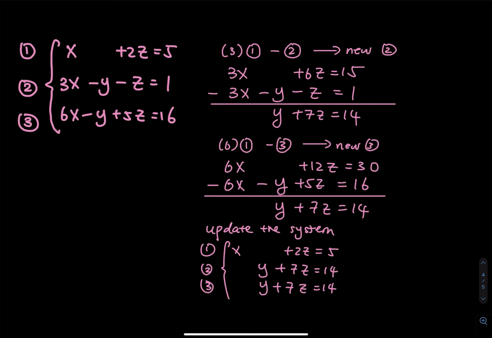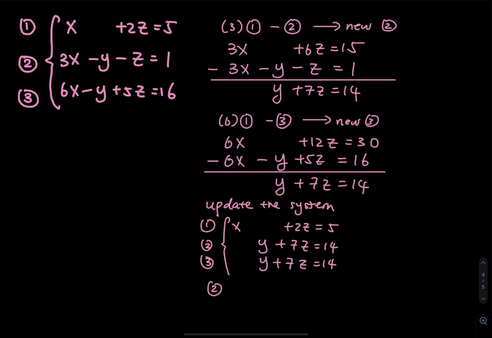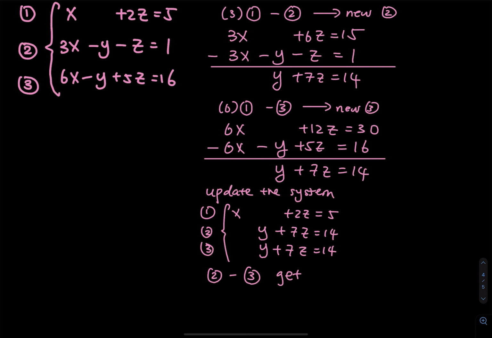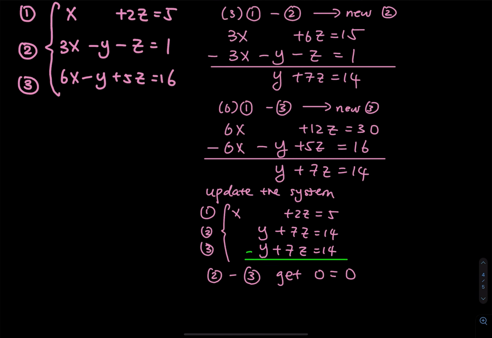So what happens when you subtract equation 2 and equation 3? When you take equation 2 minus equation 3, what happens? You get 0 equals 0, right? So when you perform a subtraction, we can do it very quickly, like right now. When you subtract them, you get 0 equals 0. But is 0 equals 0? The answer is true, right? So this is a sign of having infinitely many solutions.